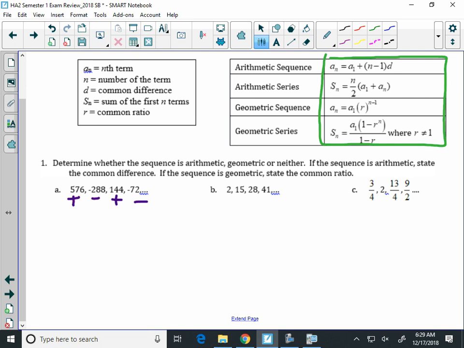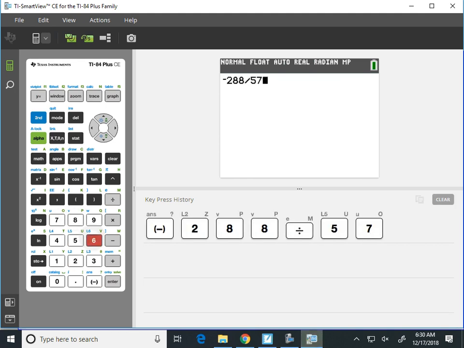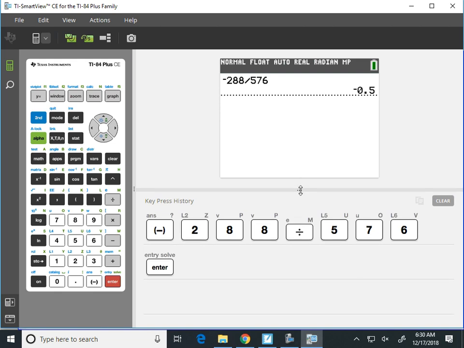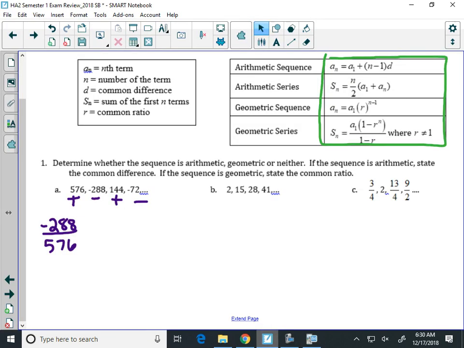So if you forget, the way we find the common ratio, if it is indeed geometric, is to take the second number divided by the first number. So if I take negative 288 divided by 576, I get that there's a common ratio of negative 0.5. So that's what I think the common ratio is, but I need to check.